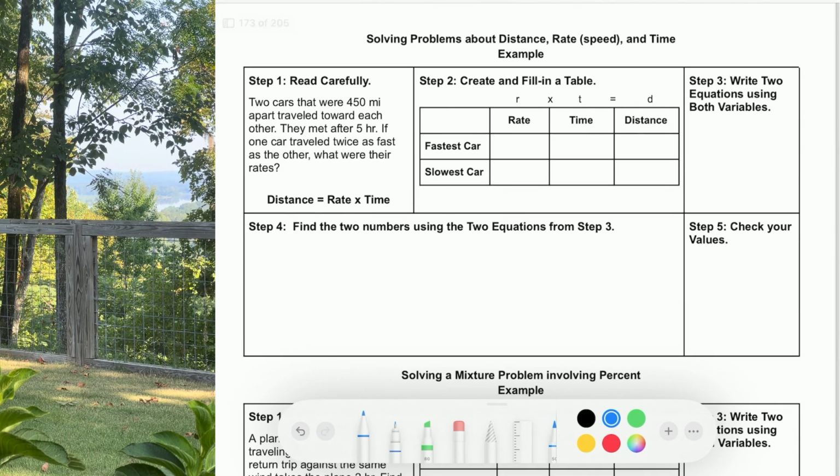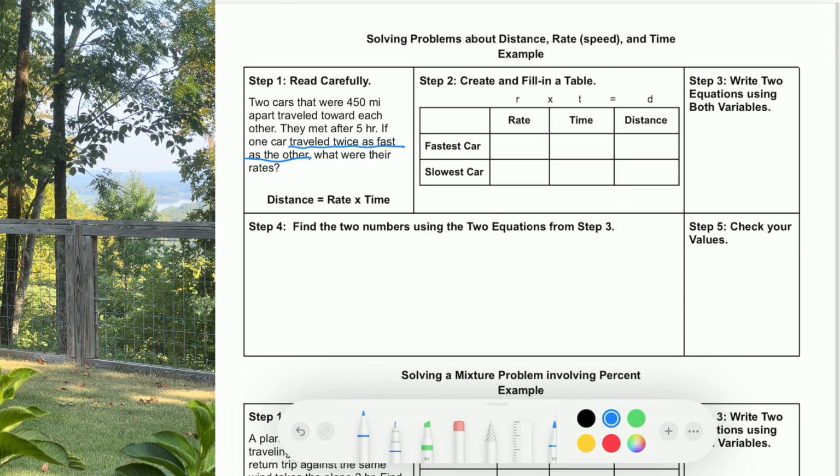All right, solving problems about distance, rate, which is speed, and time. So we're going to have a little bit of a different chart here, you'll notice. And we're going to have different terms, of course. So let's read carefully. Two cars that were 450 miles apart traveled toward each other. They met after 5 hours. If one car traveled twice as fast as the other, oh, that's interesting. If one car traveled twice as fast as the other, what were their rates?